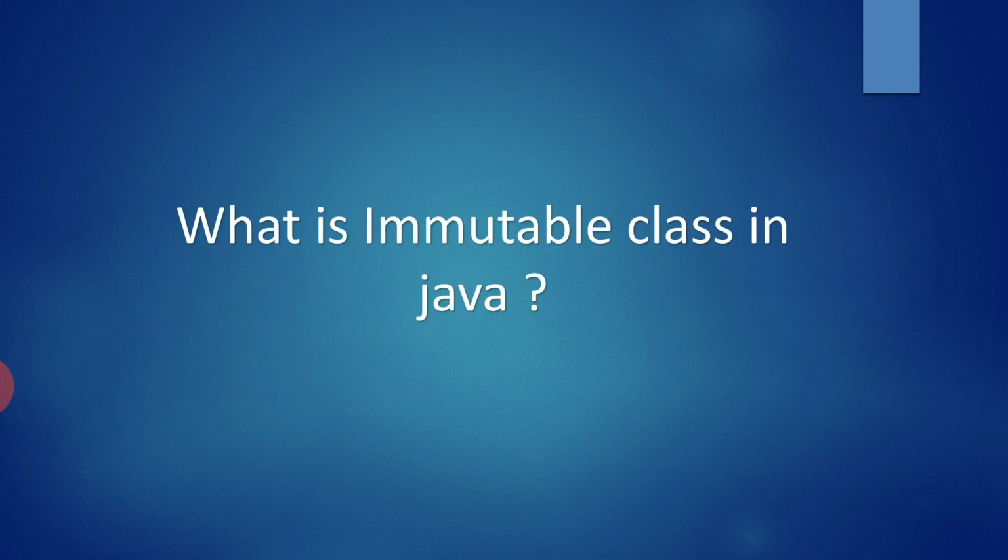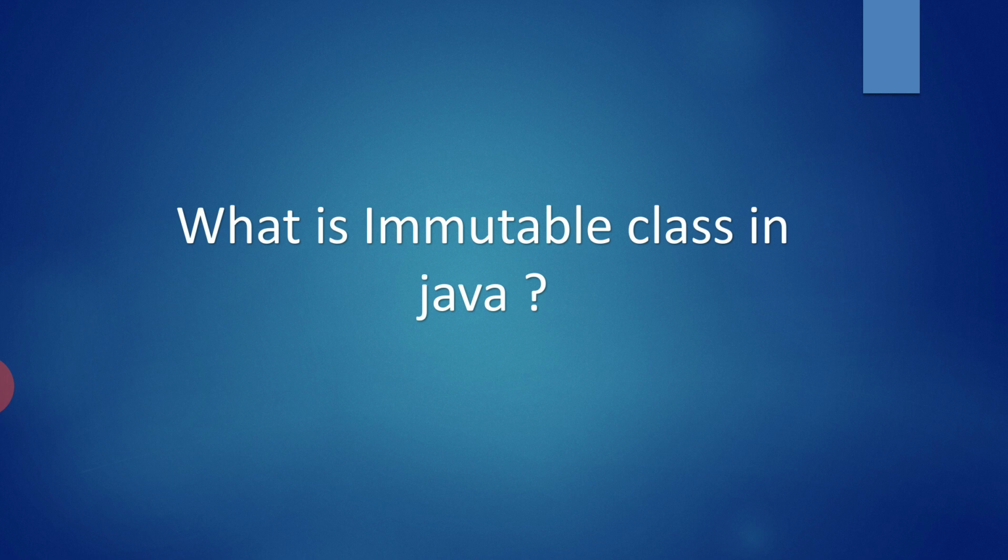So the first question was, what is an immutable class? Any class that, once created, cannot be changed is known as an immutable class. Examples are the wrapper classes, and the mostly used class, String, is an immutable class.